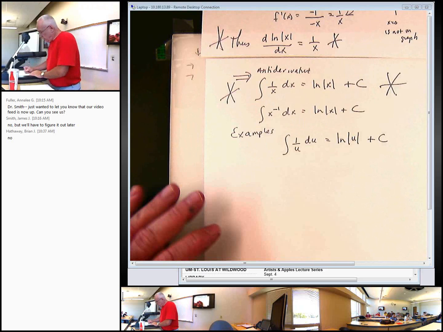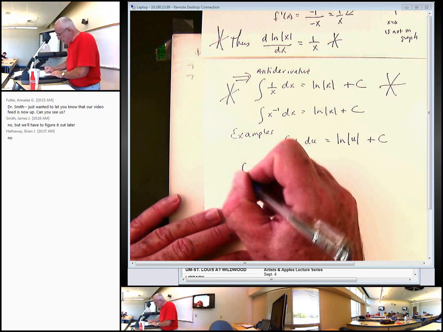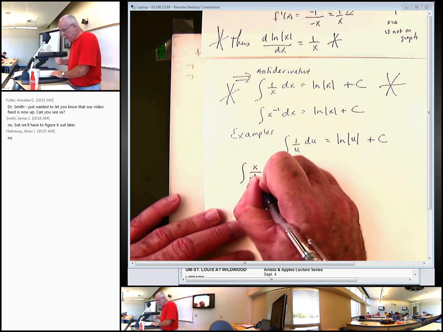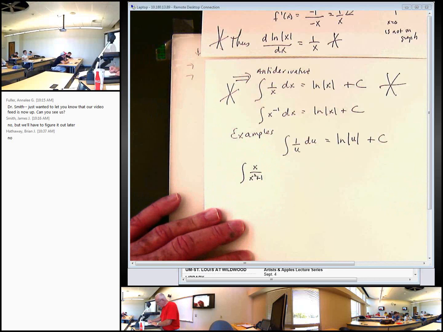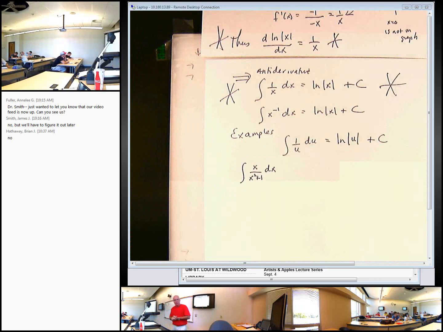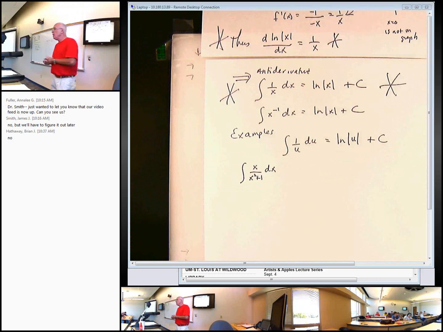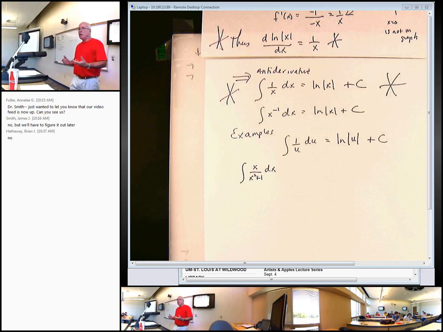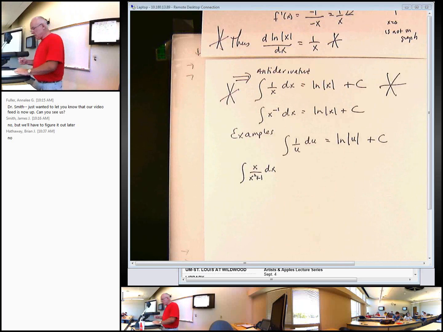Okay. So with that in mind, let's look at the antiderivative of x divided by x squared plus 1 dx. All right. And let's do a u substitution with this. Well, we probably want to have the u equal to the denominator, x squared plus 1.